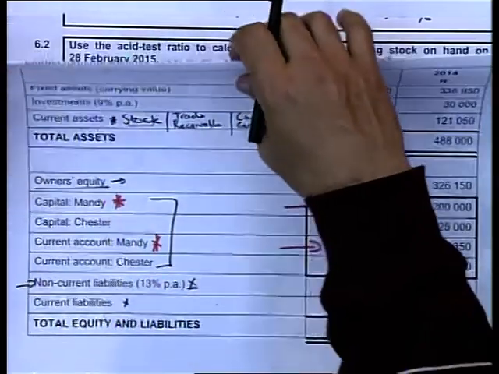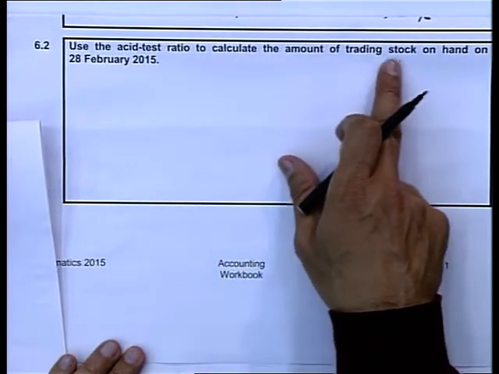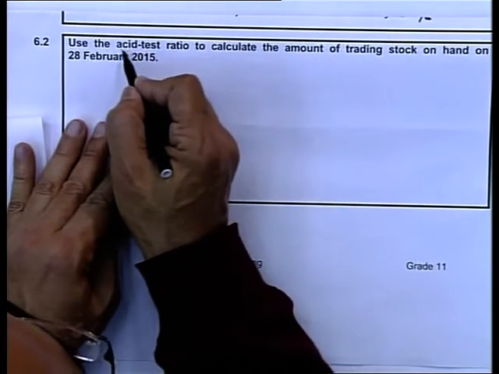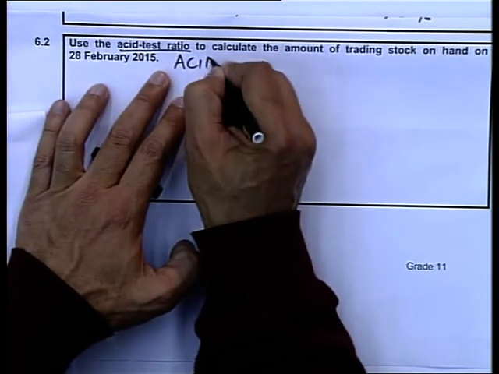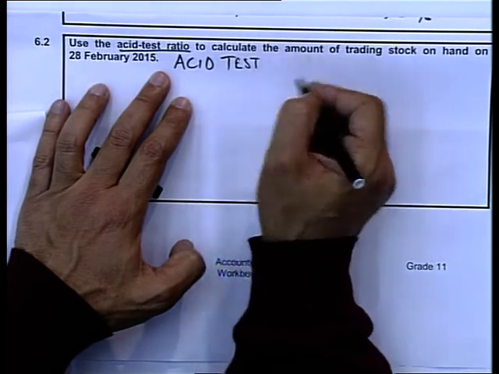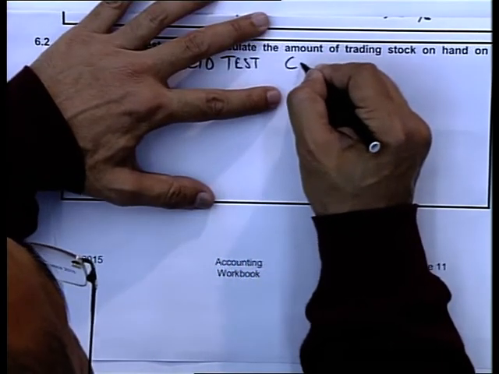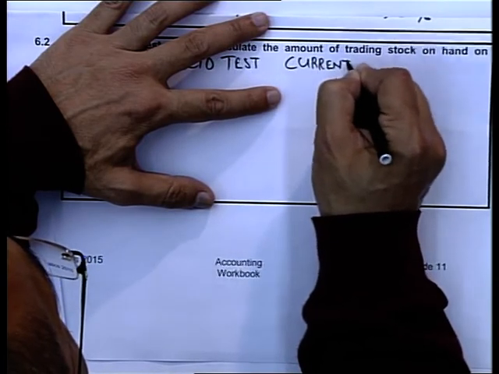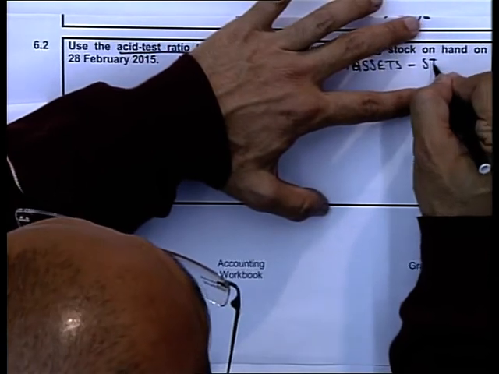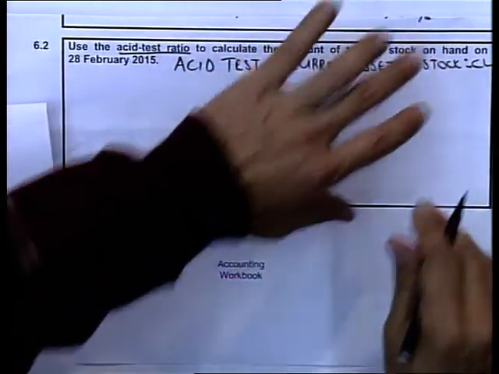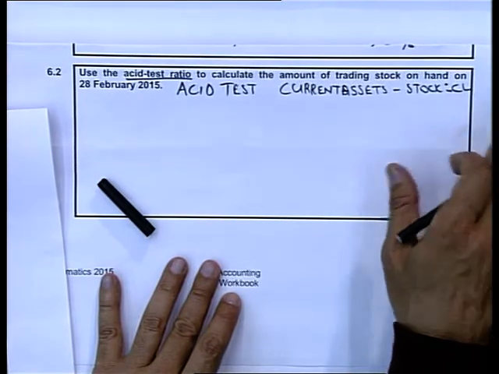But the question says, use the asset test ratio to calculate the amount of stock that we have. So what does the asset test ratio say? Here you go. Asset test tells me I take my current assets minus my stock, is to current liabilities. So the asset test ratio is the current assets minus the stock is to current liabilities.